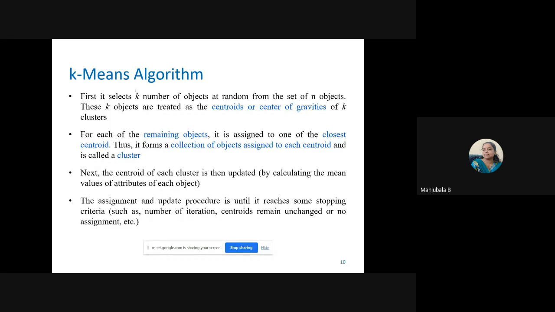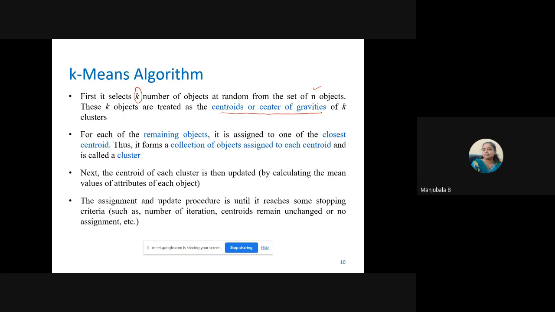Whatever the user is specifying as the k value, you have to randomly select k objects from the n objects. These k objects are treated as the centroids, the center of gravity, of the k clusters. So initially we have k clusters, and whatever k random points we select from the n objects, those k points will form the centroid or the center of gravity for those clusters.